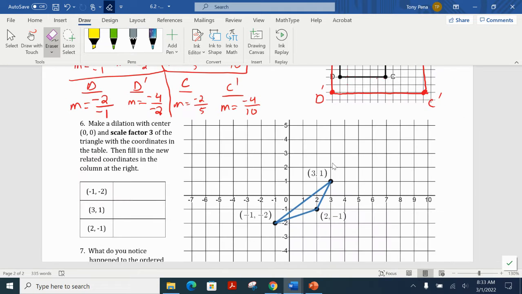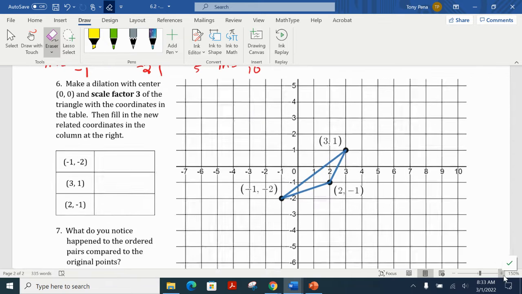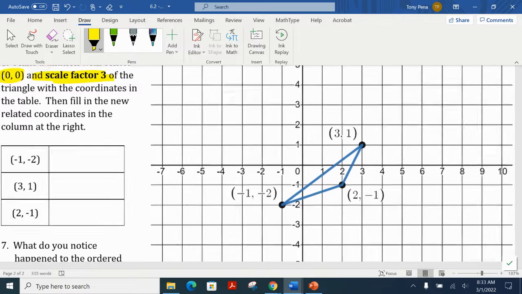Okay, so real quick, do 6. Don't worry so much about this. Go ahead and sketch that in. So draw in a triangle. This is our original triangle. Your center is 0, 0. We want a scale factor of 3. Typically, people don't find this terribly hard. So we've done a few now. See if we can figure out what that new one would look like. Let me make this bigger here.